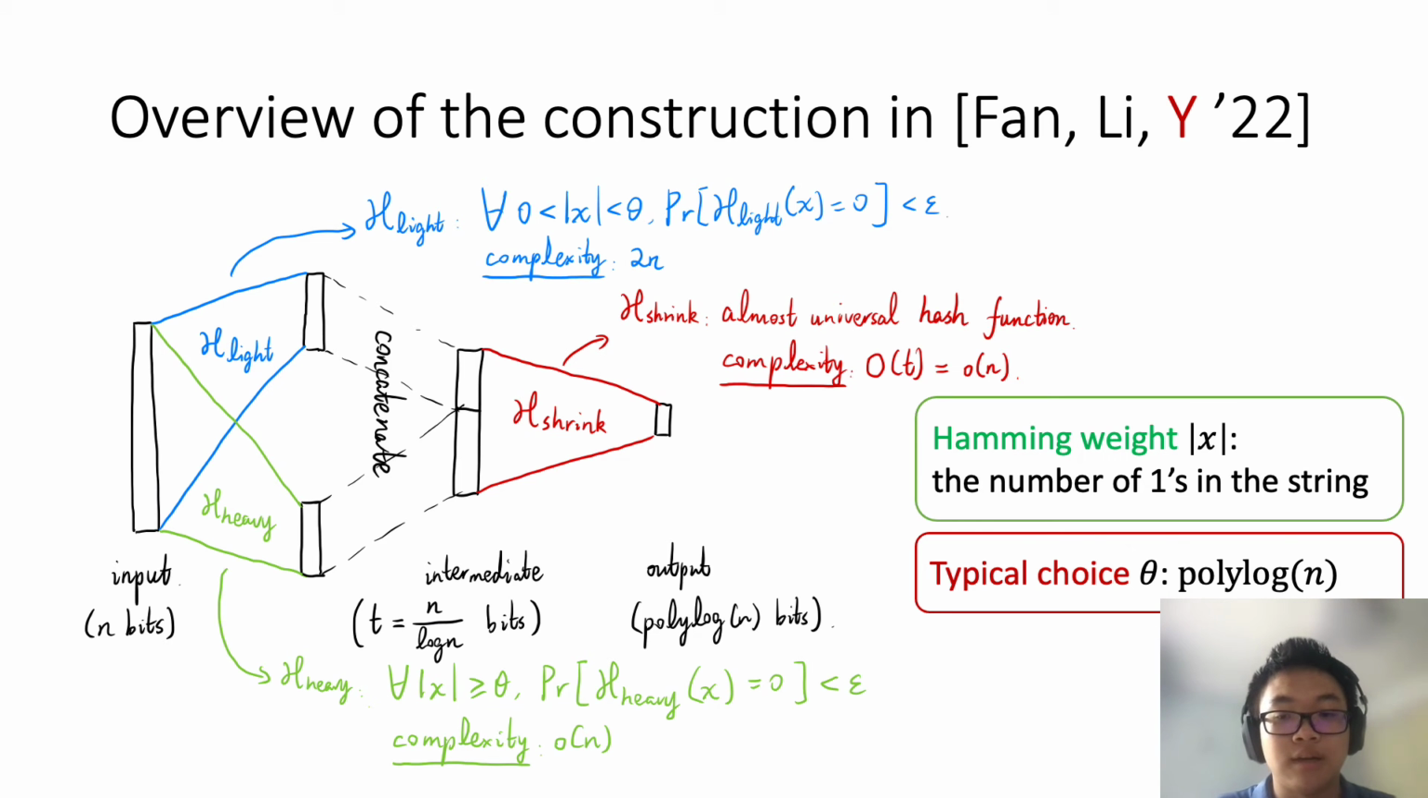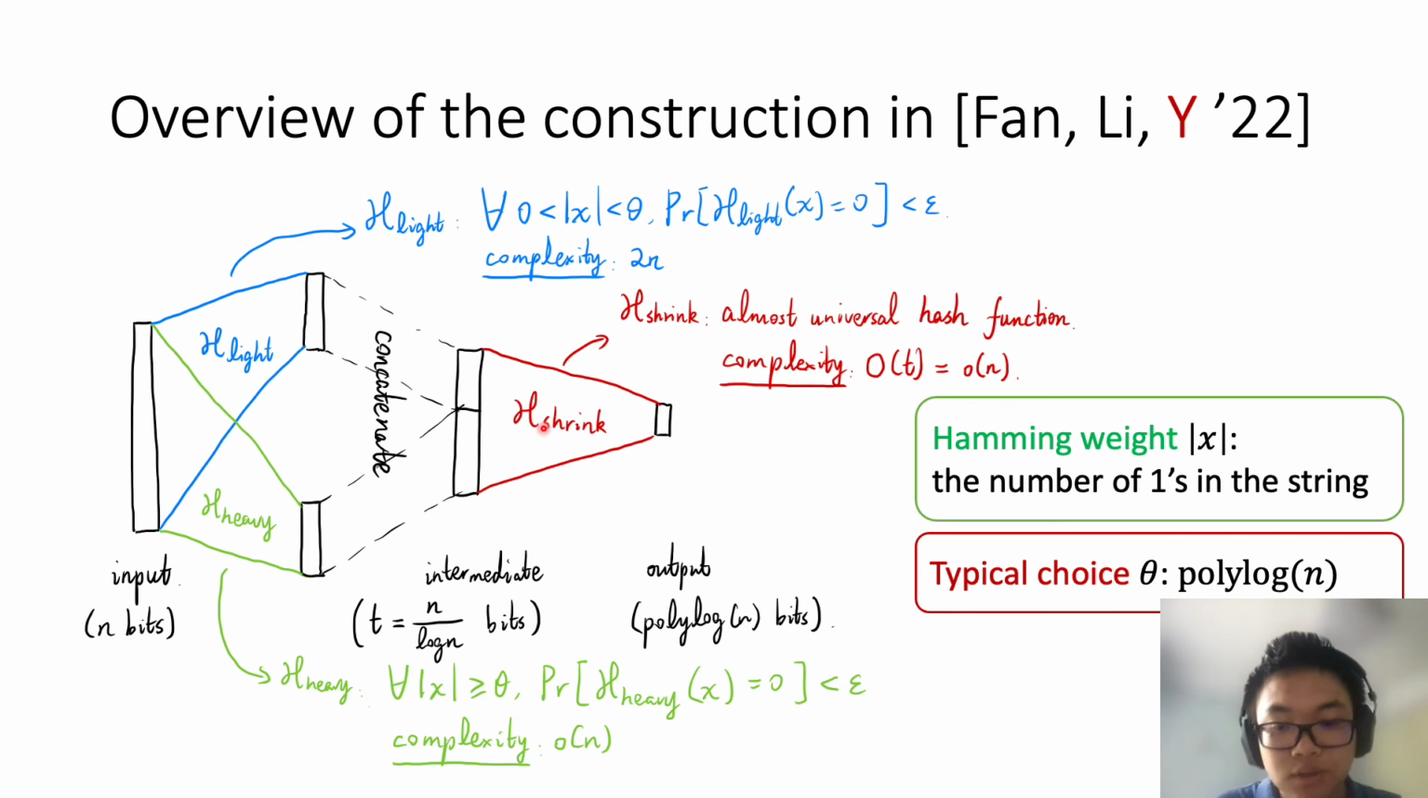The main construction of FLY considers the inputs with small and large Hamming weights separately. It constructs an H-light which outputs non-zero with high probability if X has small Hamming weight, smaller than some threshold theta, and it also constructs an H-heavy which outputs non-zero when X has Hamming weight larger than theta. By concatenating the outputs of H-light and H-heavy, we get an almost universal hash function since it outputs non-zero whenever X has small or large Hamming weight, but it only has output length something like n over log n.